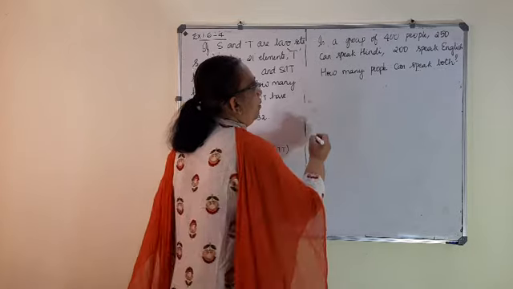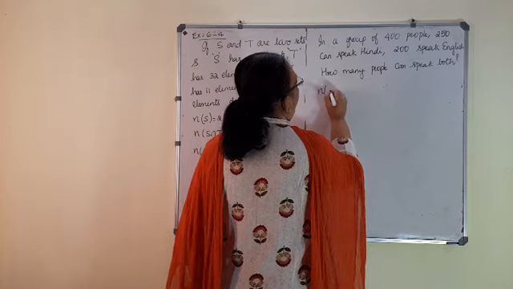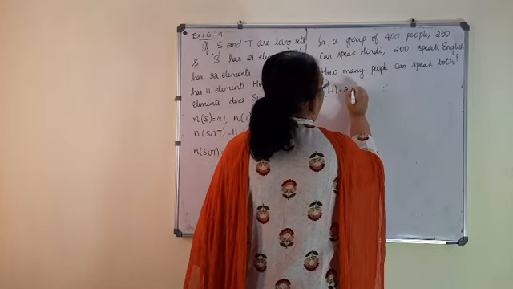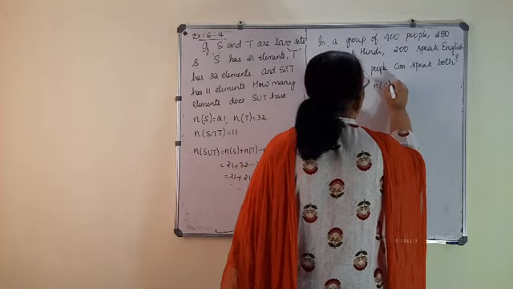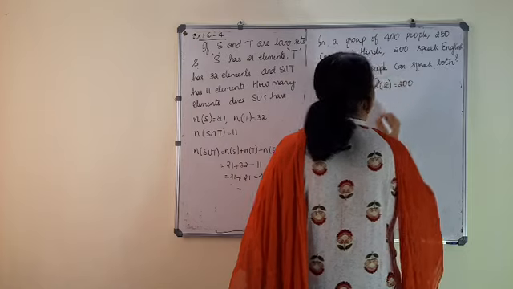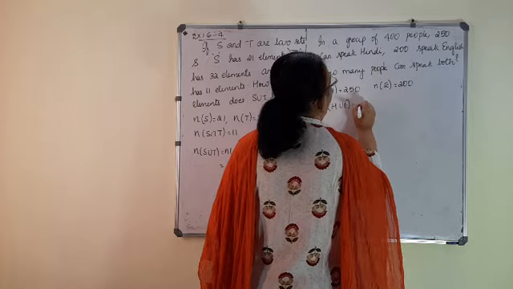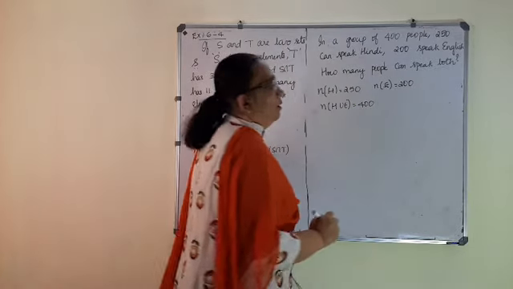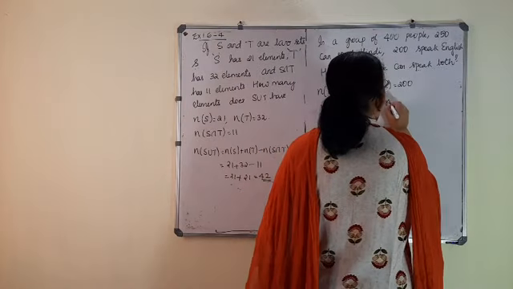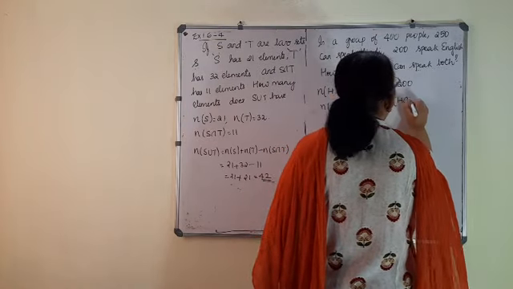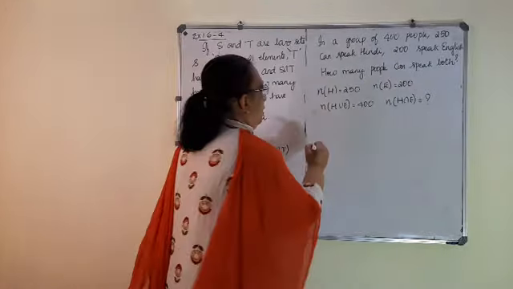So in a group of 400 people, 250 can speak Hindi, 200 can speak English. The group, that is n of H union E, is equal to 400. Now the question is, how many people can speak both? n of H intersection E. This is your question.